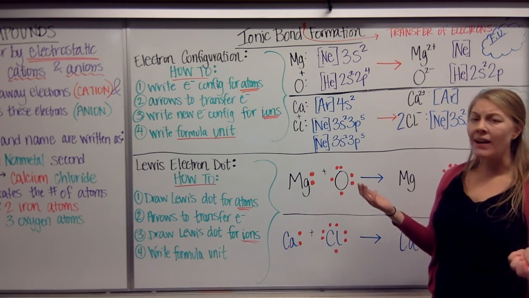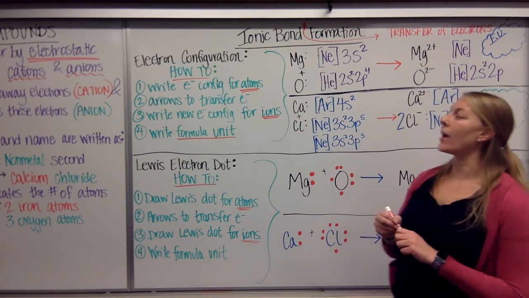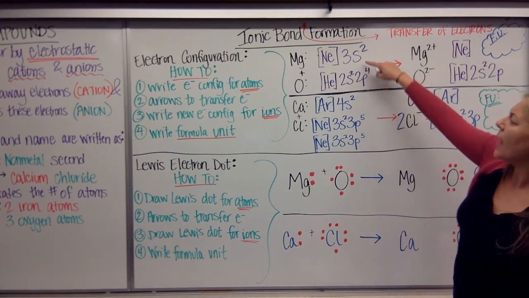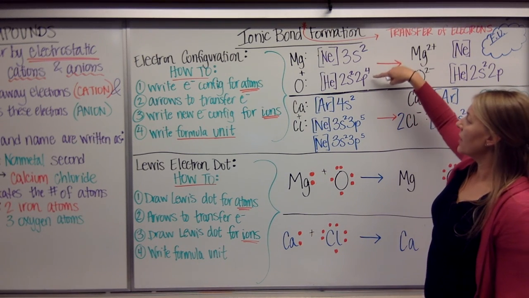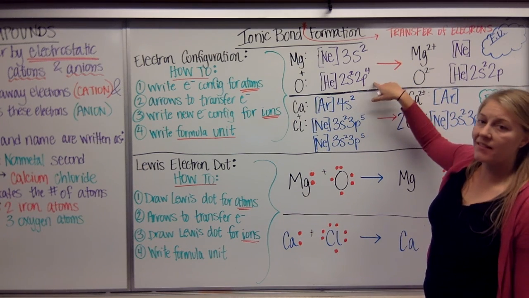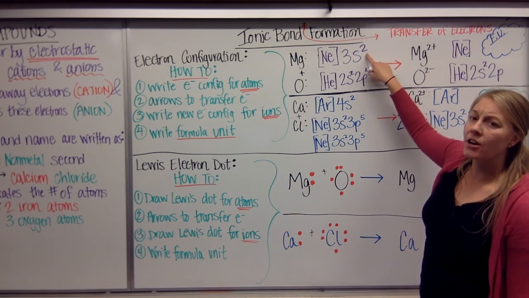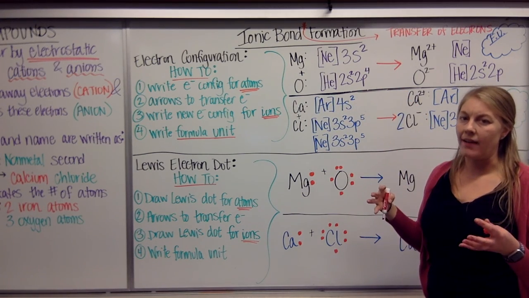All right, so now that's the electron configuration for the atoms. We want to show arrows to transfer the electrons. Well, magnesium only has 2 electrons to work with in its outer valence shell. Oxygen has 6. Now, is it going to be easier for magnesium to give up 2 or to gain 6 to be like a noble gas?